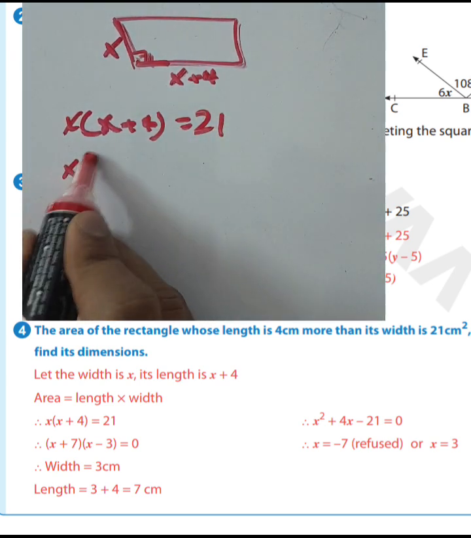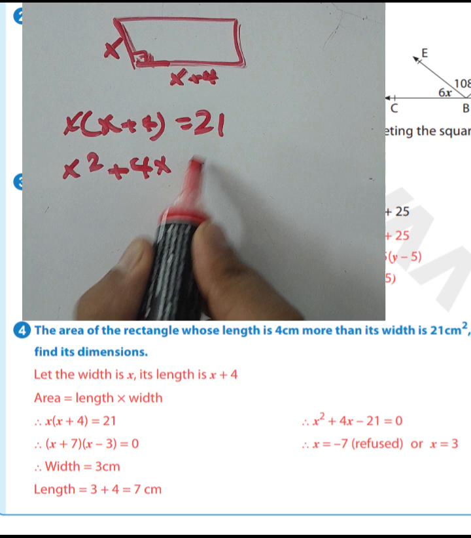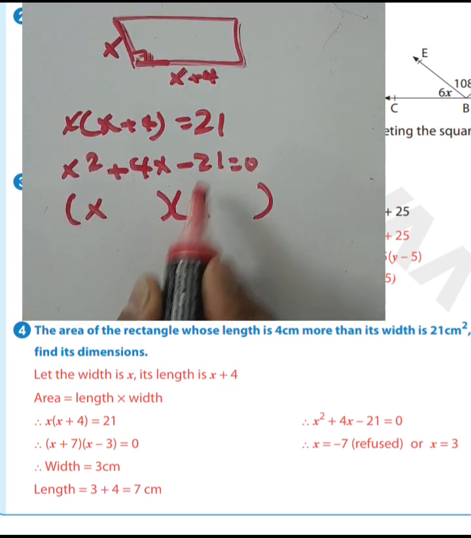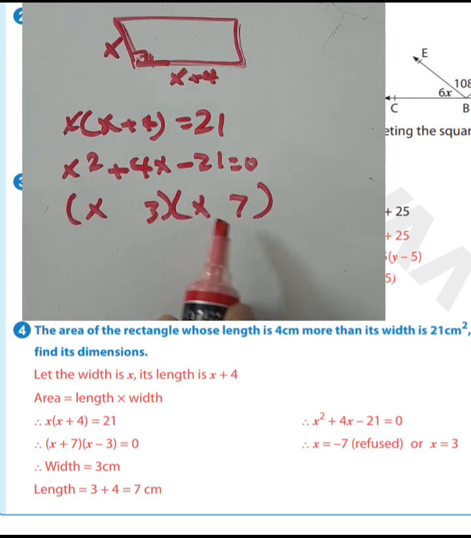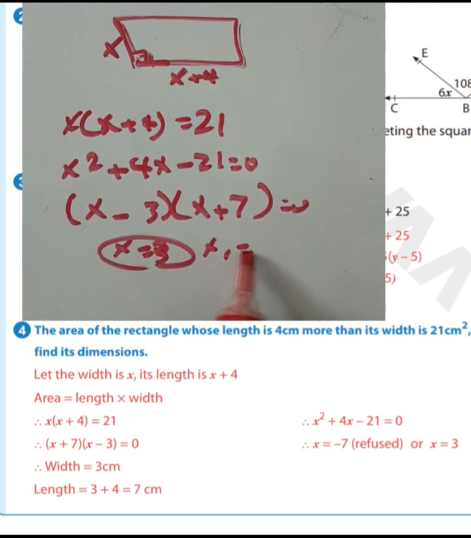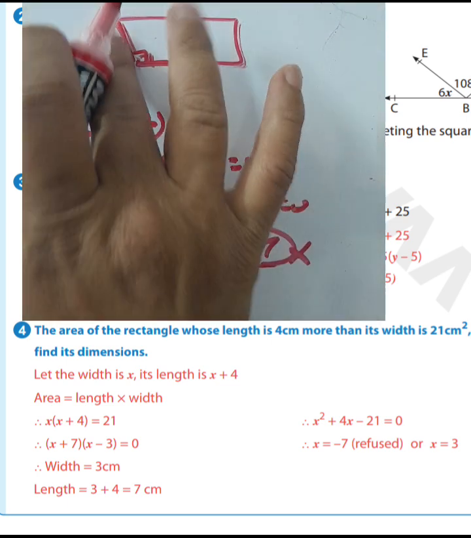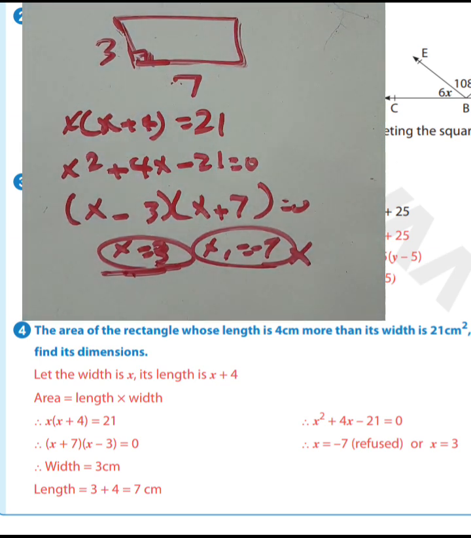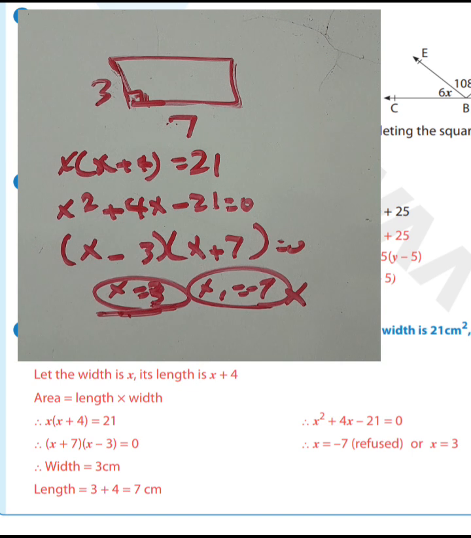Then x times x plus 4, x power 2 plus 4x subtract 21 equals 0. You can factorize: x times x is x power 2 and 21 equals 3 times 7, 7 will be positive and 3 negative. Then the value of x equals 3, and x equals negative 7 is refused. Then x will be 3, so one dimension is 3 cm and x plus 4 equals 7. The two dimensions are 3 cm and 7 cm.